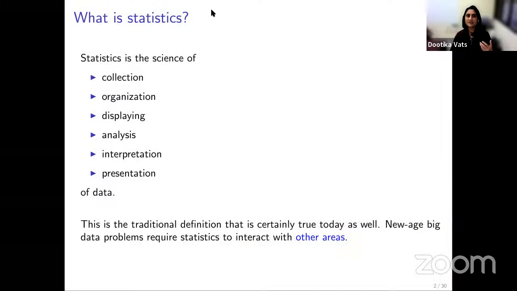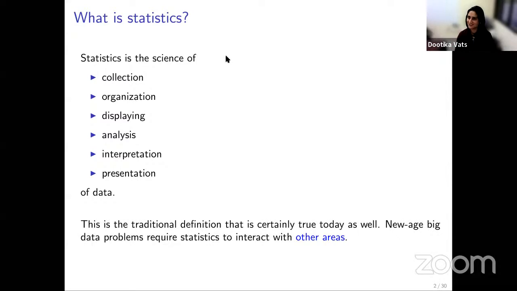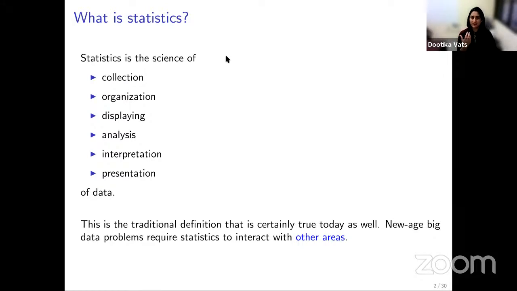So if I ask myself, what is statistics, and actually go to Wikipedia to find the answer, and this is not from any fancy place, just Wikipedia, it says that statistics is the science of collection, organization, displaying, analysis, interpretation, and presentation of data. Okay. Now, this sounds nothing very different from data science, right?